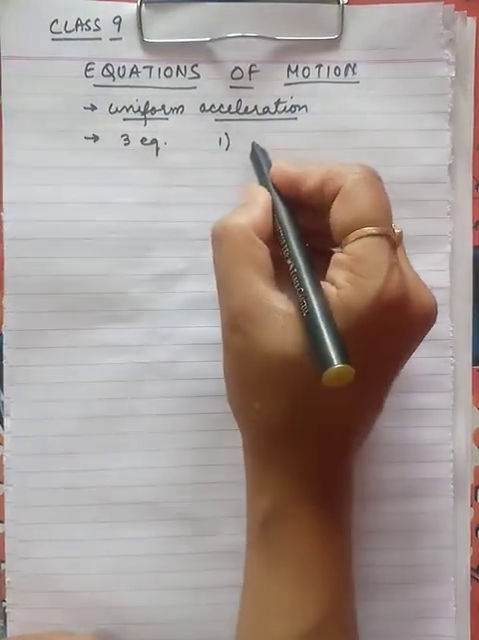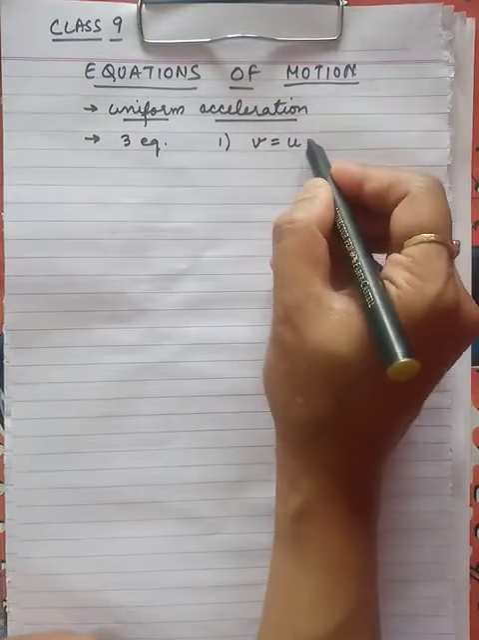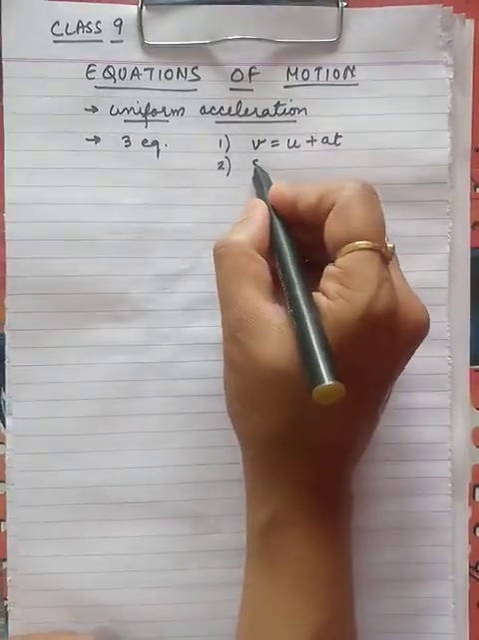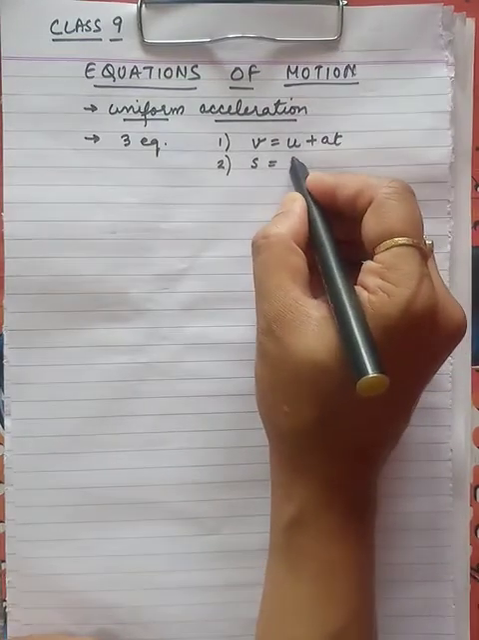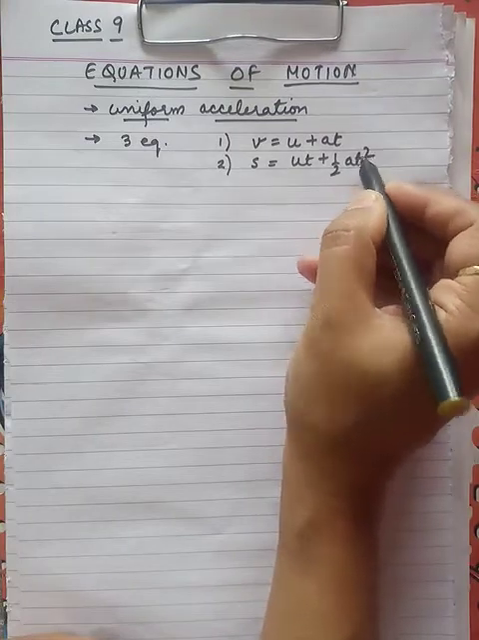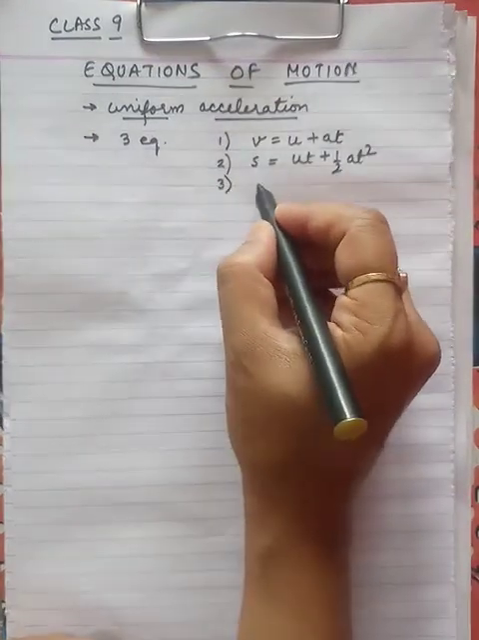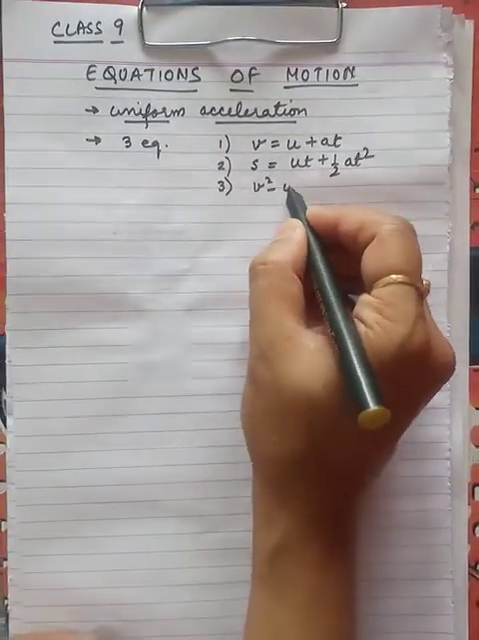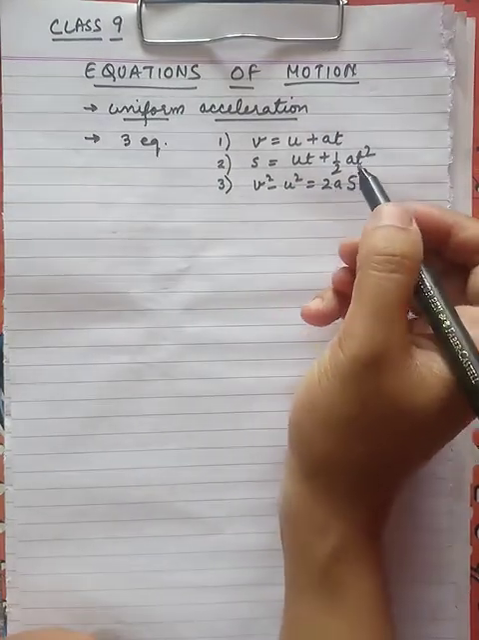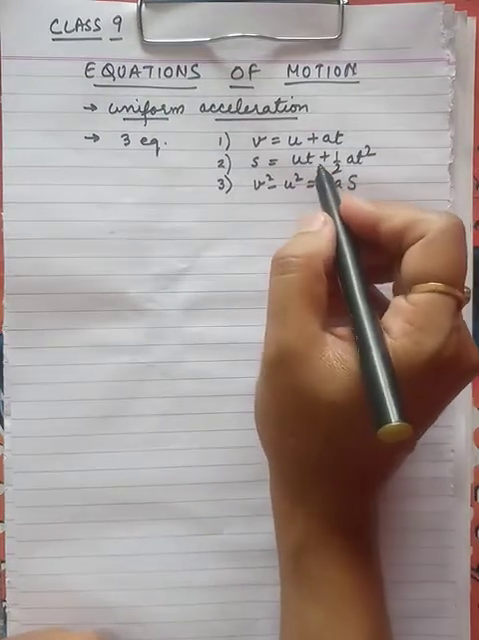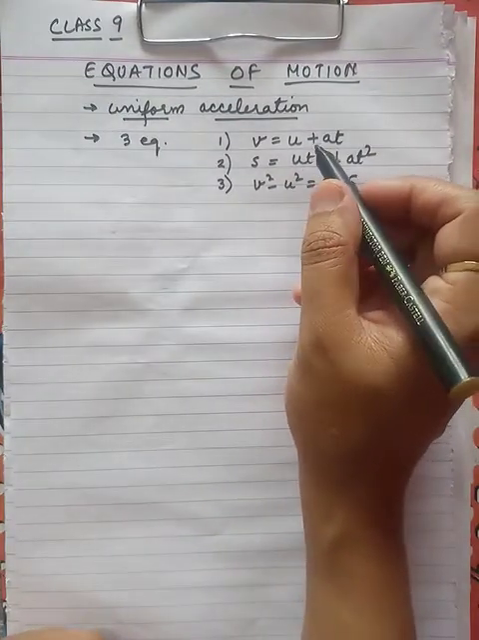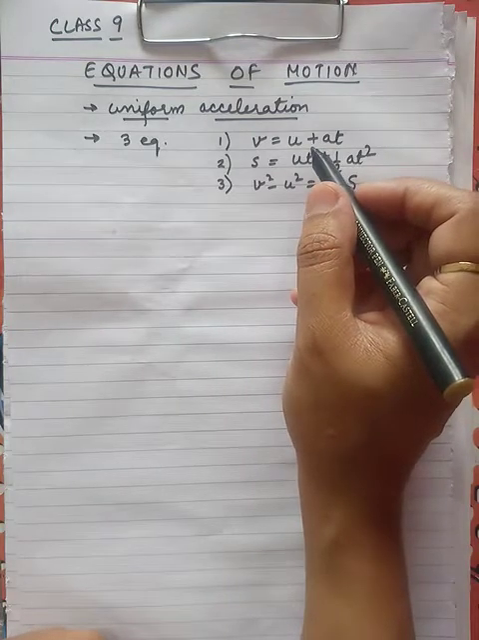First one is v = u + at. Second one is s = ut + ½at². Third is v² − u² = 2as. Right? Now what are these symbols? I will first tell you, and then I will tell you how to derive these equations using graphical method.